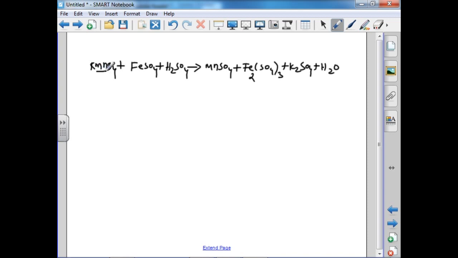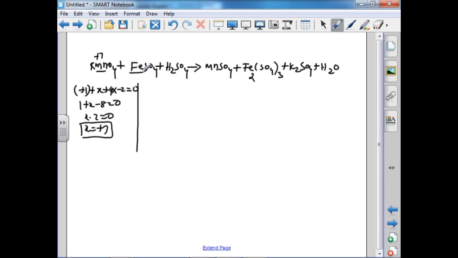Oxidation number of Mn in KMnO4: K is plus 1, Mn as X, and there are 4 atoms of oxygen. Oxidation number of oxygen is minus 2, so 4 into minus 2. Sum equals 0: 1 plus X minus 8 equal to 0, X minus 7 equal to 0, X equal to plus 7. So the oxidation number of Mn is 7.